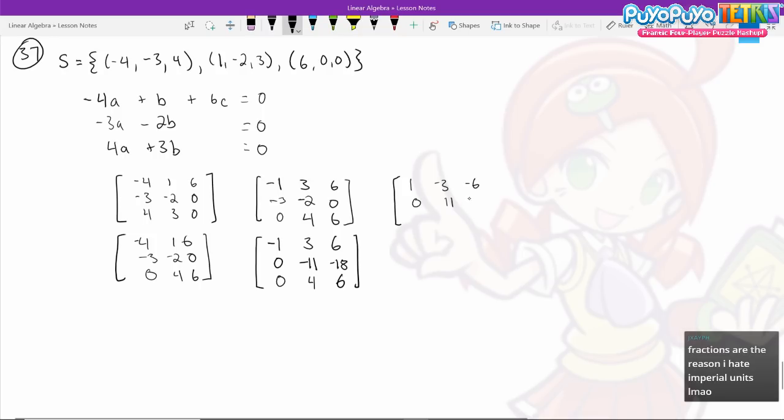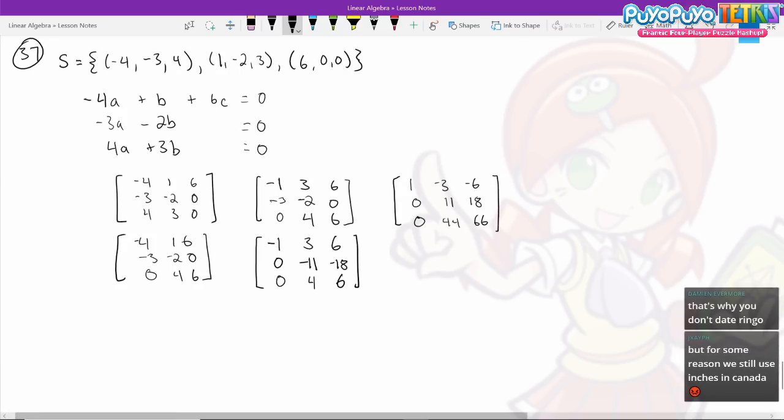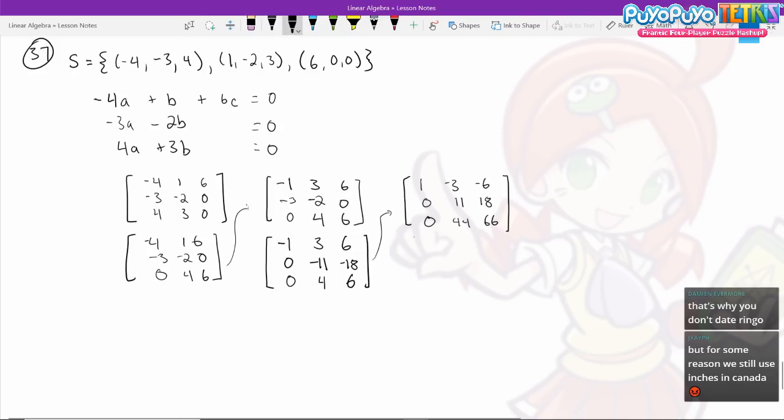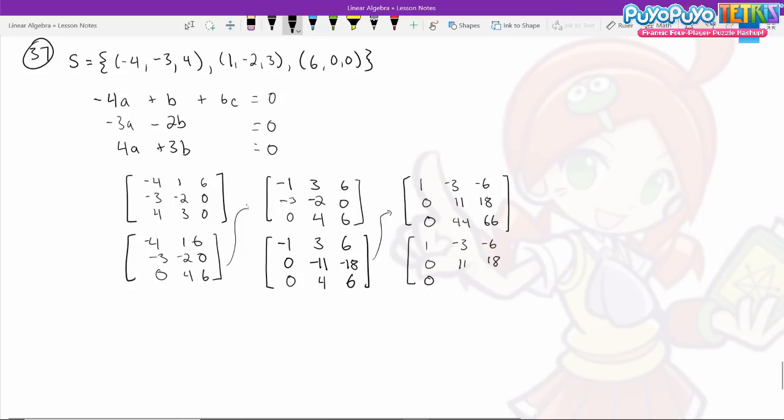Okay. Alright. We don't need the negative signs there. So what, 44 times 66? So then this is... I see what you mean. This is easier. So what's 66 minus 18 times 4? Oh my god. Here I am carrying my numbers because I suck. What's 66 minus 72? Oh, wait. Yeah. Right?